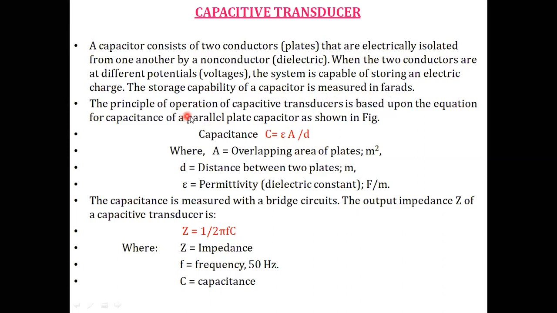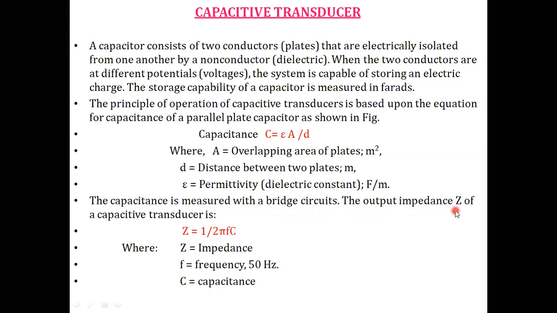The principle of operation of a capacitive transducer is based upon the equation for capacitance of a parallel plate capacitor, shown in the figure. The next upcoming figure I will show you. Capacitance C is equal to epsilon A by D. This is the basic formula, where A is the overlapping area of the plates, in meter square, D is the distance between the two plates, in meters, and epsilon is permittivity, that is dielectric constant, in farad per meter.